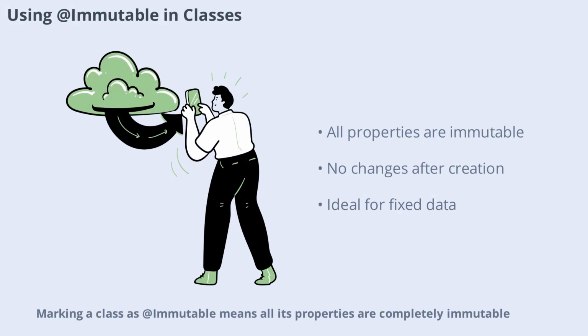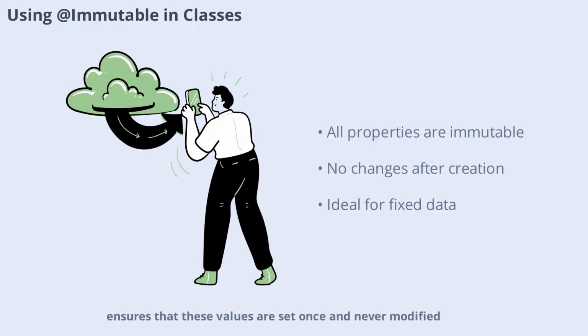Marking a class as @immutable means all its properties are completely immutable. Once you create an instance, its data can't change. For example, an Address class with properties like street and city, when marked as @immutable, ensures that these values are set once and never modified. This is ideal for data that represents a fixed state, such as configuration or profile information.